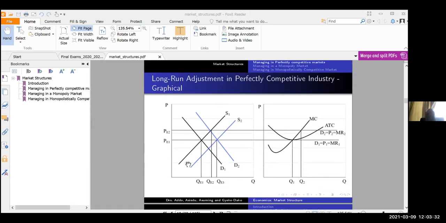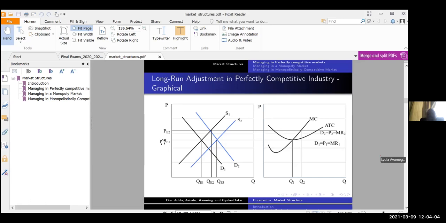So what is the starting point? The starting point, the initial demand is D1. So the black lines indicate the initial point. Okay, so initial demand is D1. By now you should know why demand is downward sloping. So it's D1. Initial supply is S1. So supply is upward sloping. The intersection point gives an equilibrium price of PE1. Okay. So this market for sachet water is PE1.